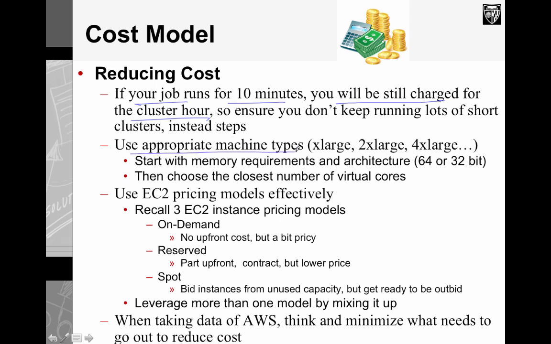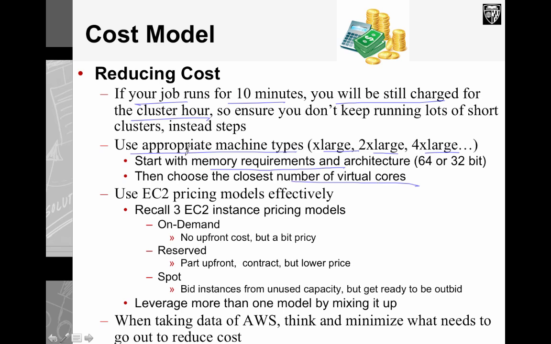Use appropriate machine types: extra large, 2 extra large, 4 extra large. Remember, your memory requirements are critical because memory requirements determine what kind of a machine you want. If you need 16 gigs of RAM, then that's what you should choose first. And then you want to choose the closest number of cores that's associated with that. So start with memory, and then the virtual cores will come accordingly.